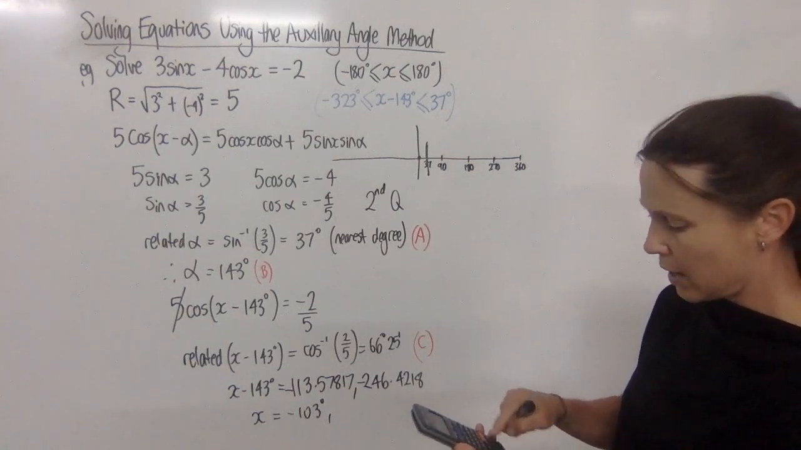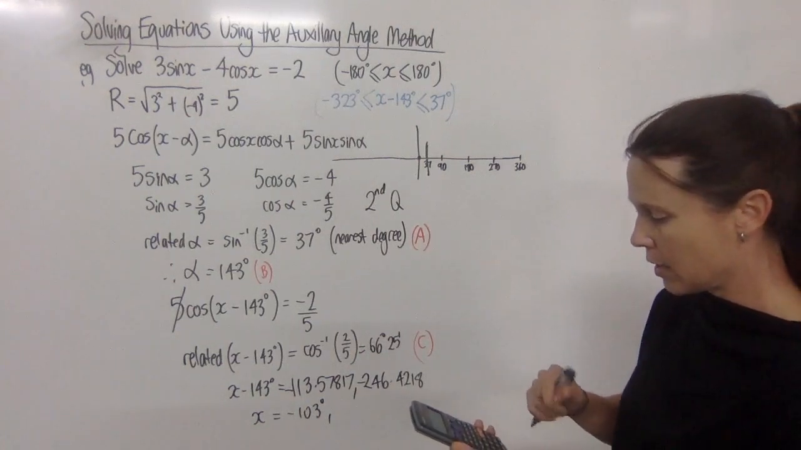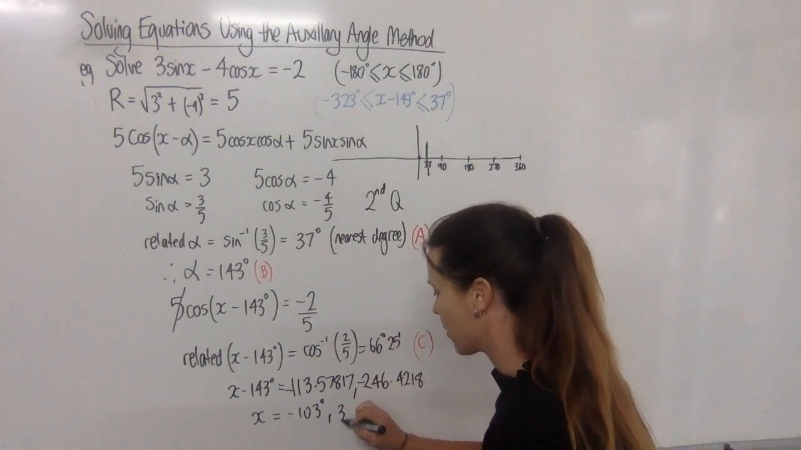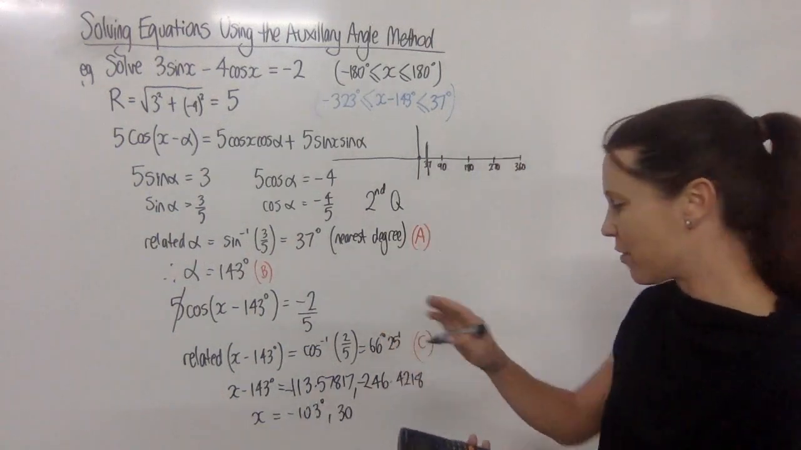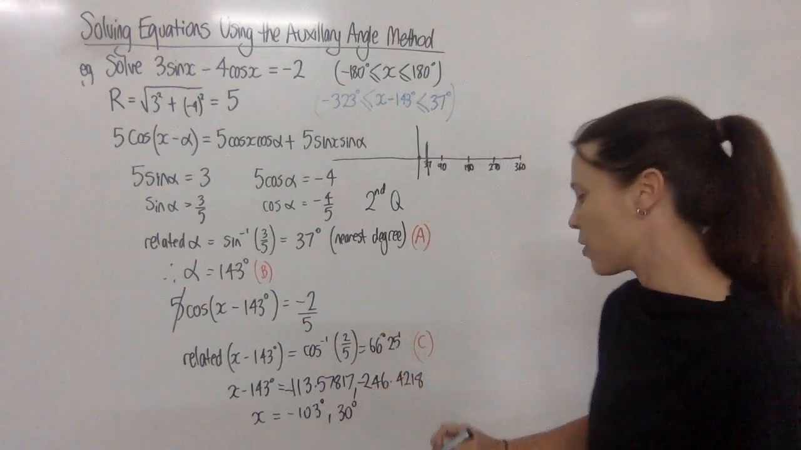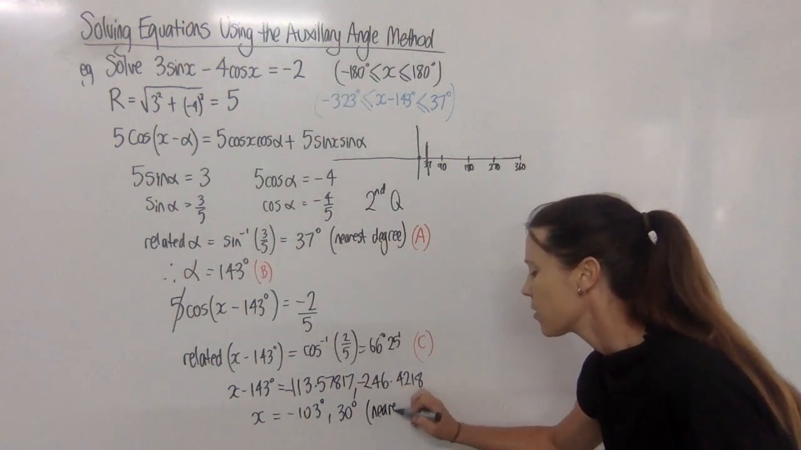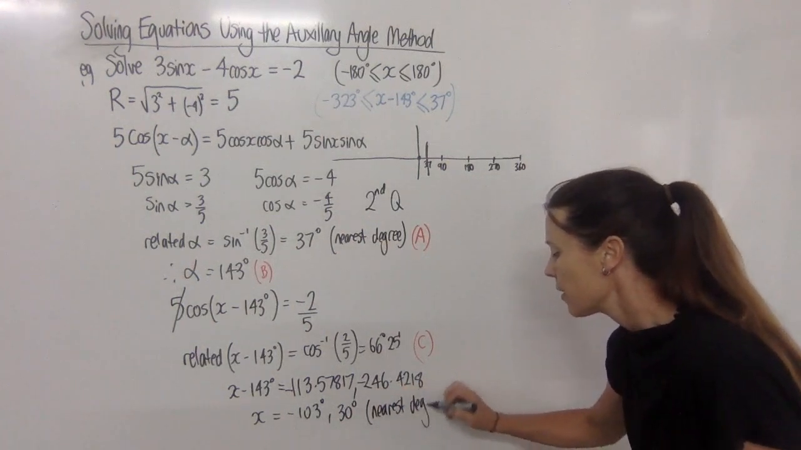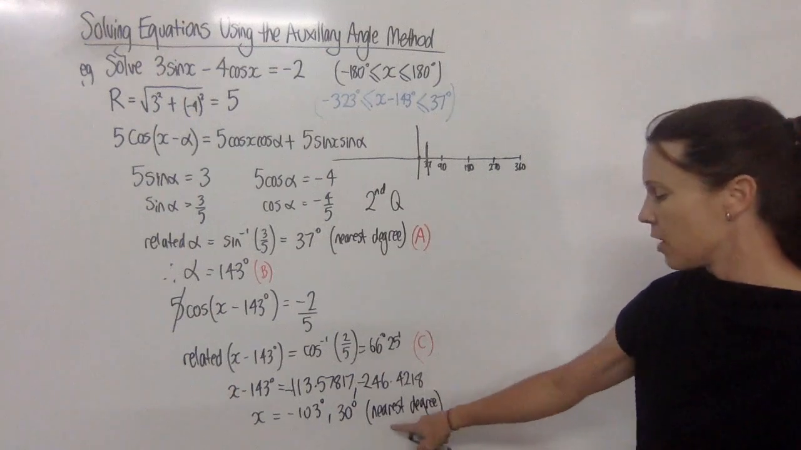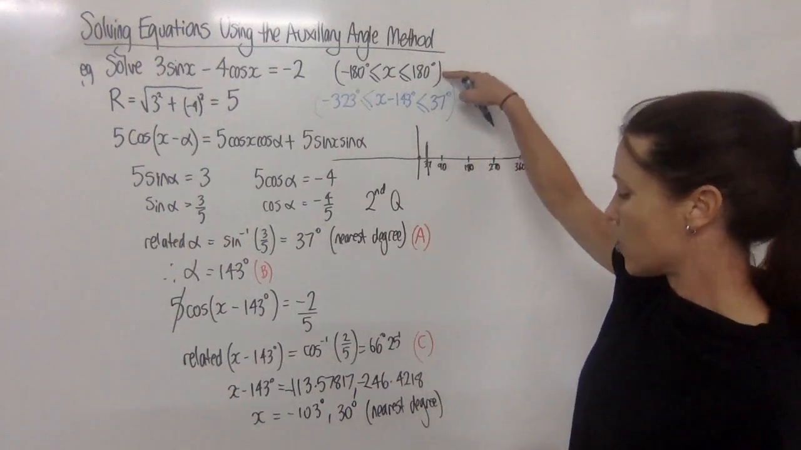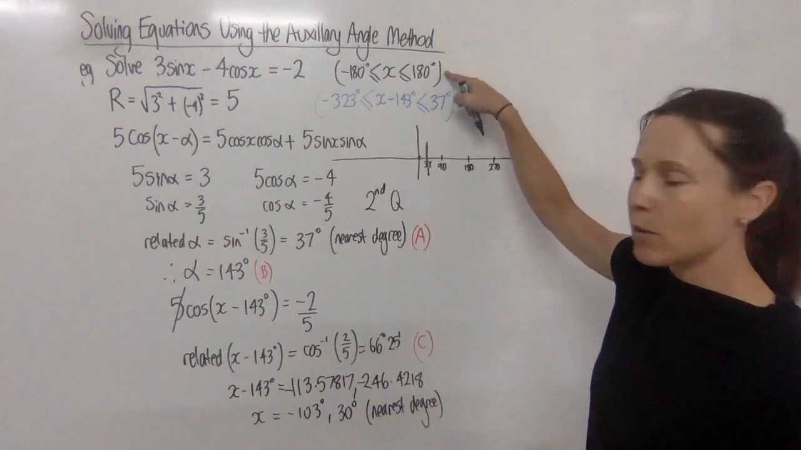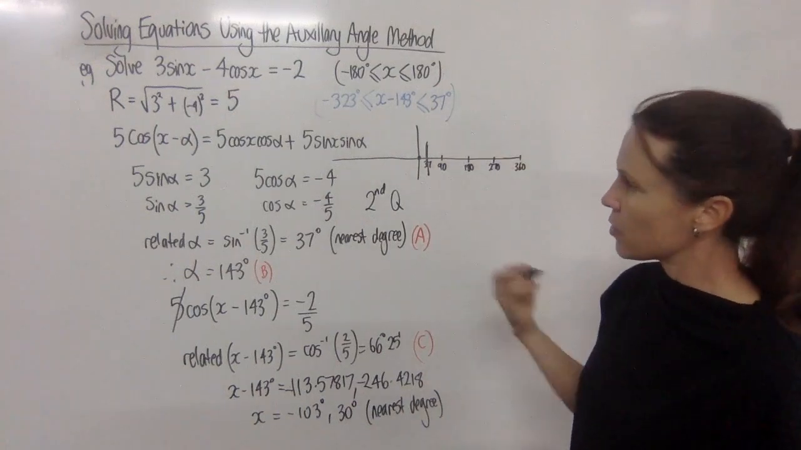And I need to add B to it, and I get 30 degrees. It's actually 29.55, so it's just ticked over to be 30 to the nearest degree. So those are my two answers. The last thing that you want to do is just double check that your solutions do lie within the domain that you are given, and they do, so we're done.